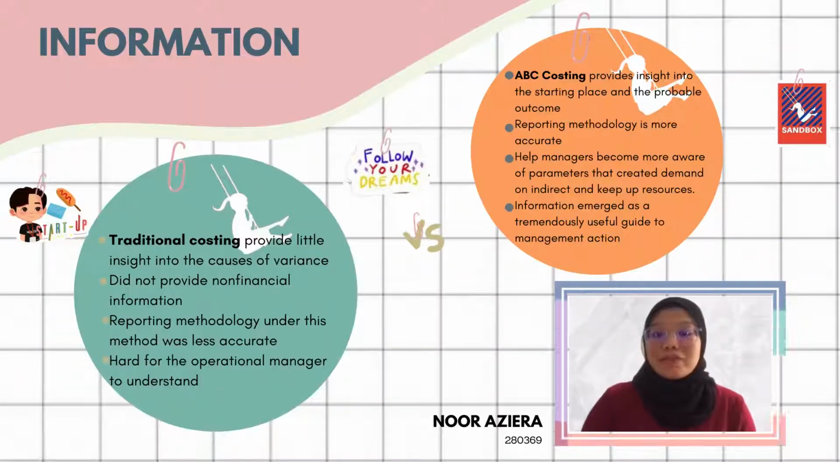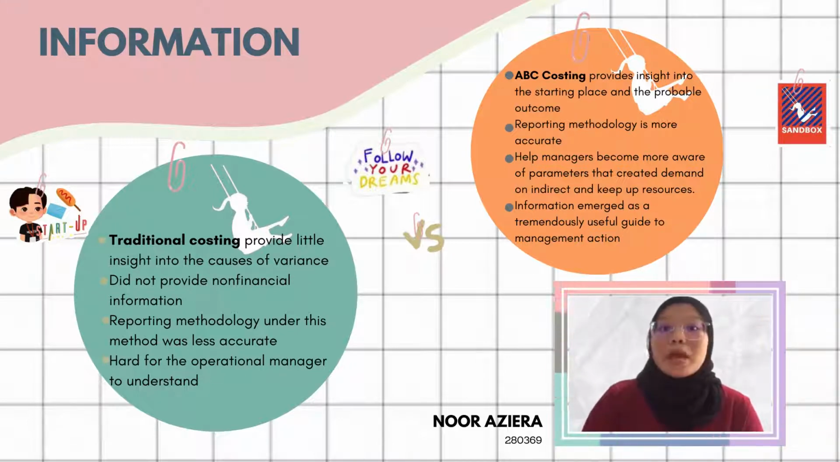The third one is information. Traditional costing did not focus on why or where the cost occurred, but only provide little insights into the causes of variance. Besides, traditional costing did not provide non-financial information such as defect rates and throughput rates in each activity, since it is beyond capacity of this method. The reporting methodology under this method was less accurate and often not timely, which makes it hard for the operational manager to understand since it is very analytical and does not related to the cost of product or services applied.